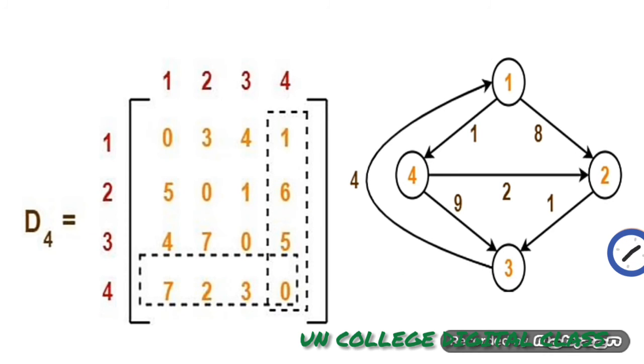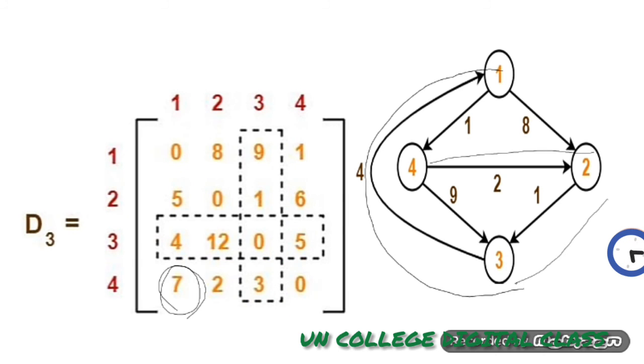Now we will move to the final phase. As we have explained in the algorithm, the loop will be continued for n times. Here there are 4 vertices, so this is the final matrix, which contains the minimum weight. Let me talk about the first row.